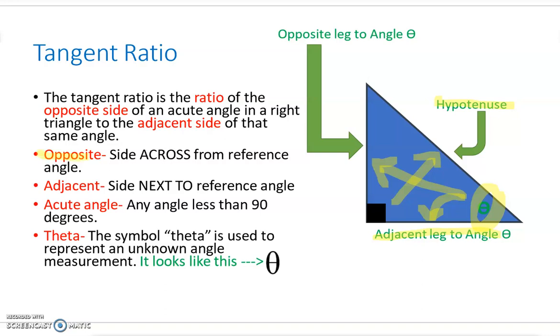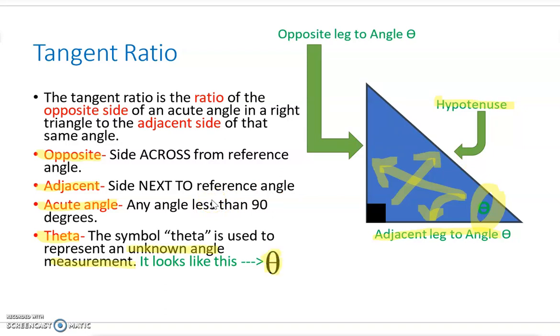And that's what this vocabulary is going over. Opposite, adjacent. Acute angle is any angle less than 90 degrees. So in a right triangle, we will always have two acute angles. Besides the right angle, 90 degrees, the other two angles are considered the acute angles in the triangle. And then theta is the symbol that is used to represent an unknown angle measurement.